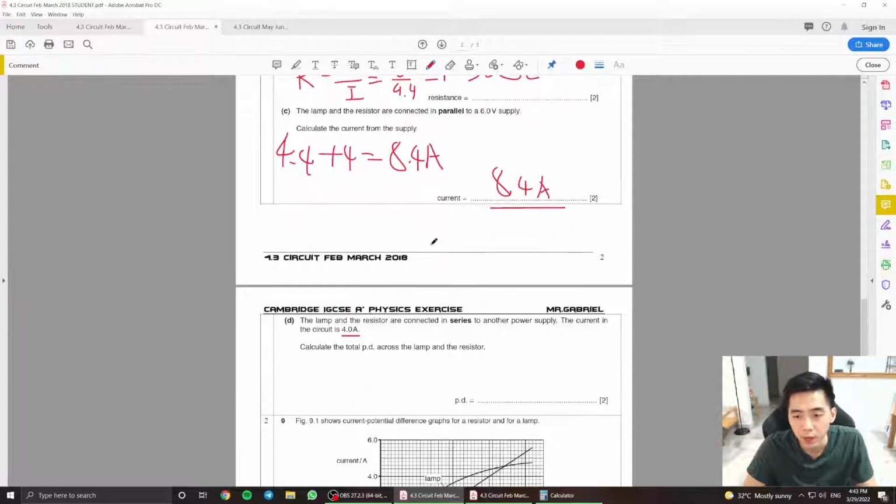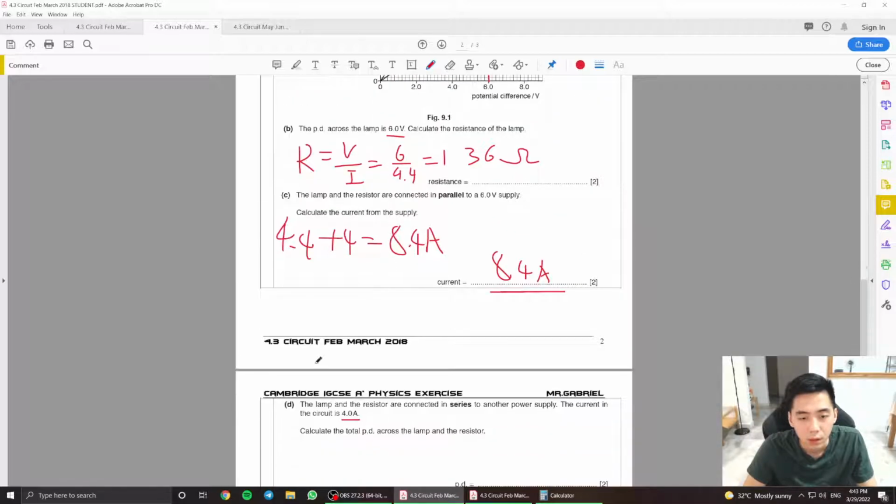So from here, I actually need to find... Oh, actually, I'm a bit lost. What am I supposed to find here? They say the lamp and resistor are connected in series. The lamp and the resistor are connected in series. The current is going to be 4 amperes here, and 4 amperes here as well.